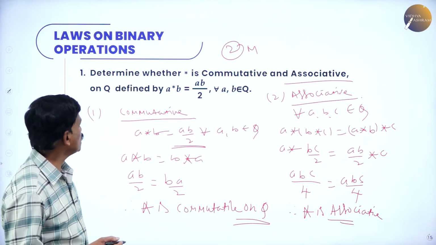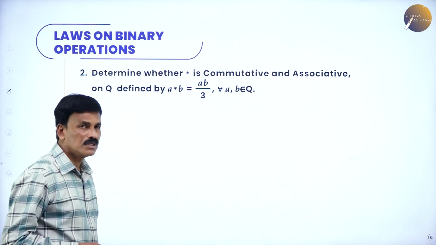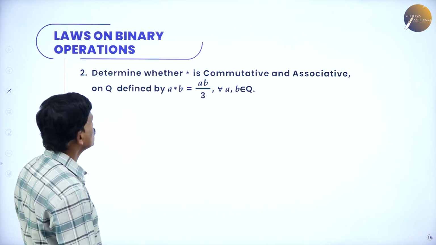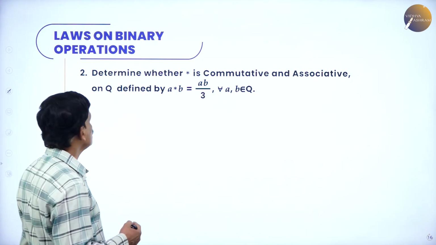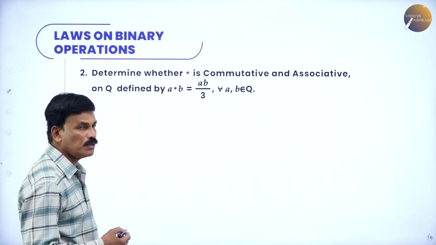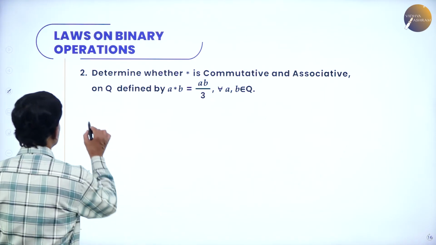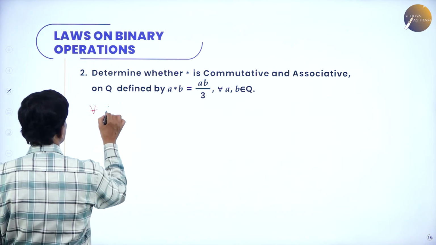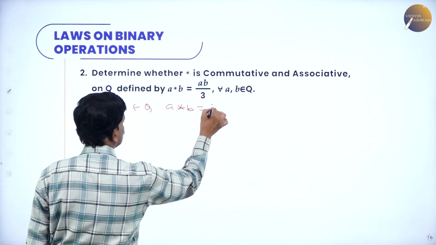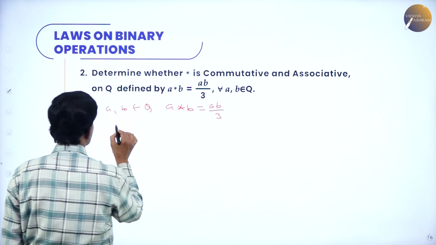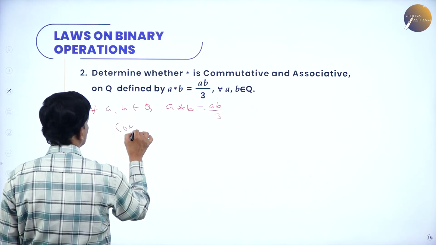Now, let us come to the next one, same type. Determine whether star is commutative and associative on Q defined by A star B is equal to AB by 3 for all A, B belongs to Q. Same type problem. Now, since for all A, B belongs to Q, A star B is equal to AB by 3, commutative property means what is commutative?